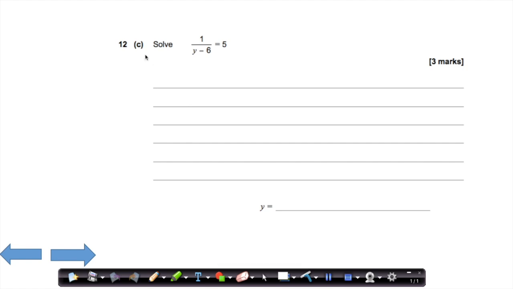If we have 1 over y minus 6 equals 5, what we would do is multiply, like we did before, multiply by what we have on the bottom, which is y minus 6, on both sides. And we'll be left with what we had on the top of the fraction. So 1 over y minus 6 multiplied by y minus 6 will leave us with 1. If we have 5 and we multiply it by y minus 6, we'll get this bracket which we need to expand.